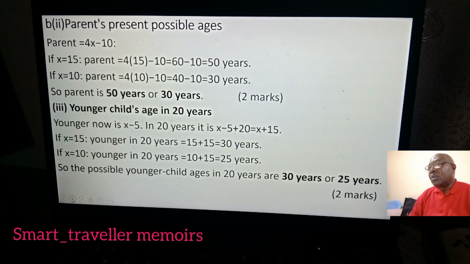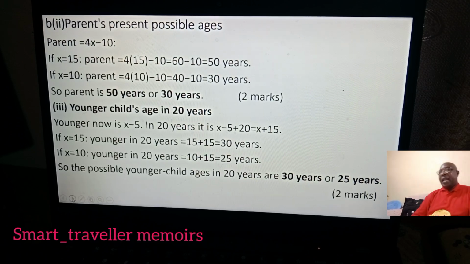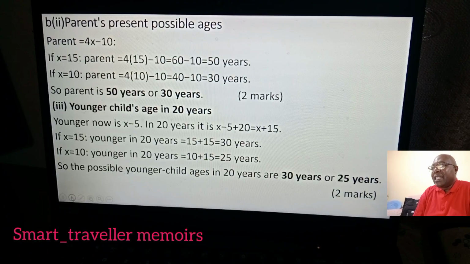B (ii). The parent's present possible ages. The parent's age now is 4x minus 10. If x is 15, the parent will be 4 times 15 minus 10, which is 60 minus 10, 50 years. And if x is equal to 10, the parent will be equal to 4 times 10 minus 10, which is 40 minus 10, which is 30 years. So the parent is 50 years or 30 years.